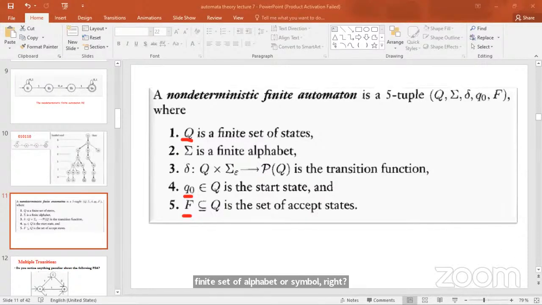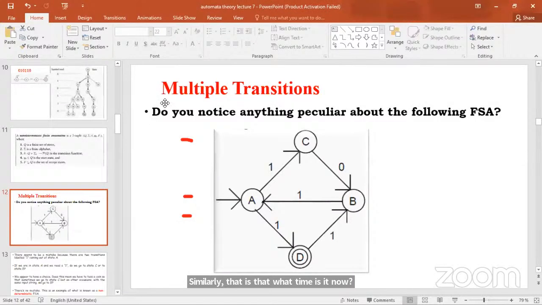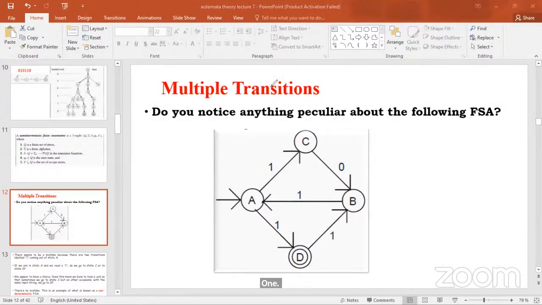So that is that. What time is it now? 118. Is one almost? Huh? Almost what? 120? Oh, okay. So we still have a bit of time.